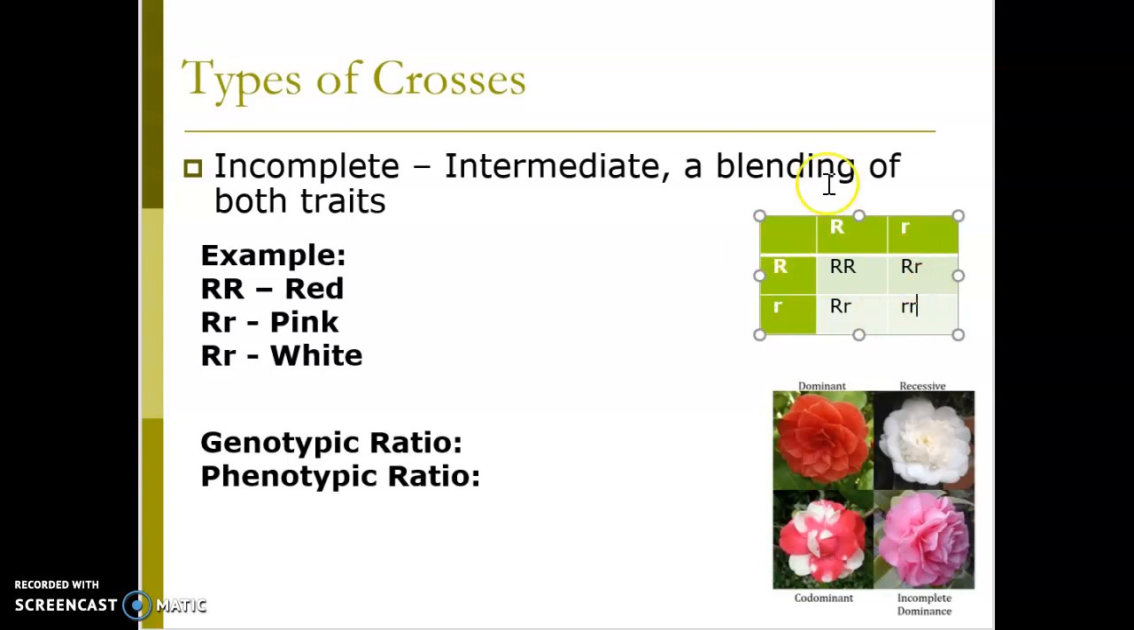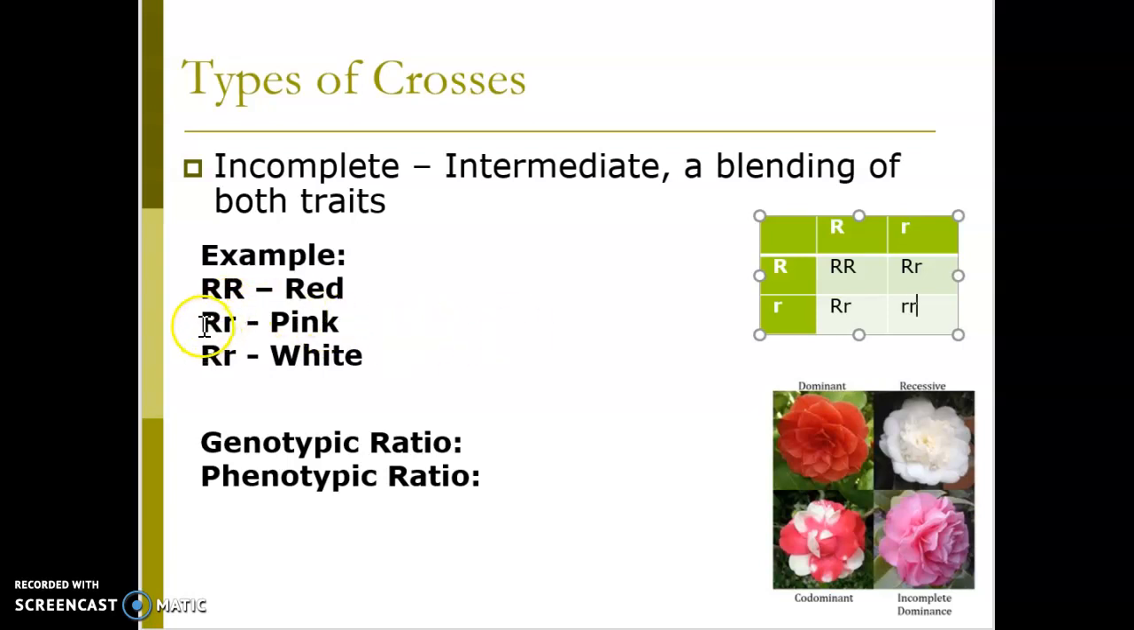So this changes not how you do your Punnett square, but what they look like. And so in order to determine if it was an incomplete cross, they would have to tell you that there were 3 colors, which would give you a hint that it's incomplete, or they'd have to just say, this is an incomplete cross, what would they look like?